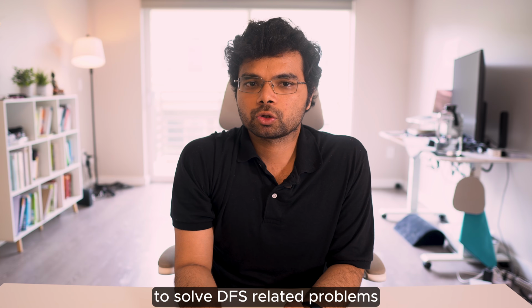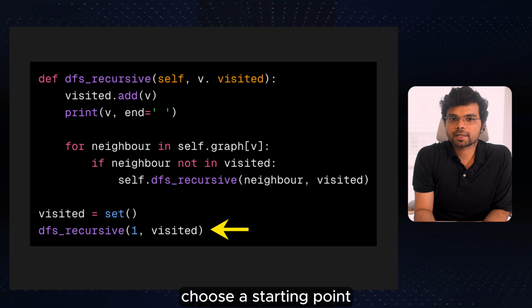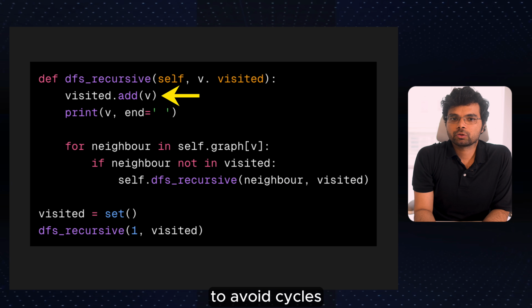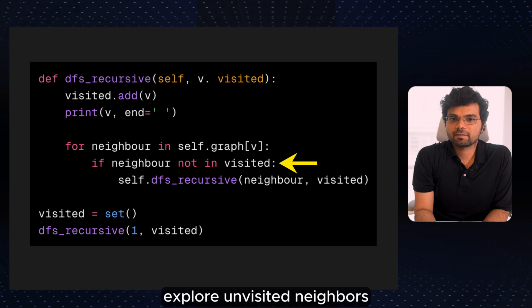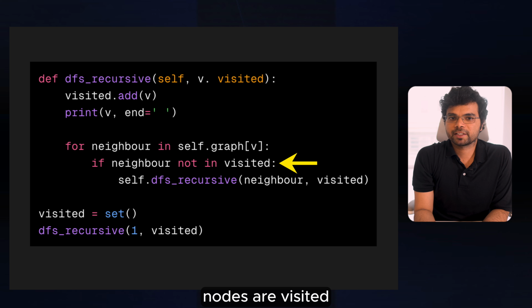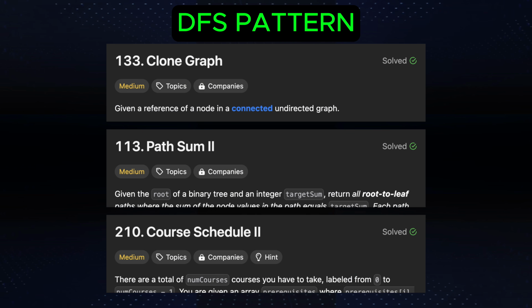Here is a generic approach to solve DFS related problems. Choose a starting point, keep track of visited nodes to avoid cycles, perform the required operation on the current node, explore unvisited neighbors, and continue until all required nodes are visited. Here are some LeetCode problems you can practice to learn this pattern.